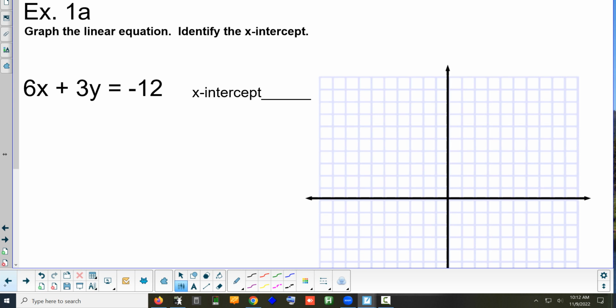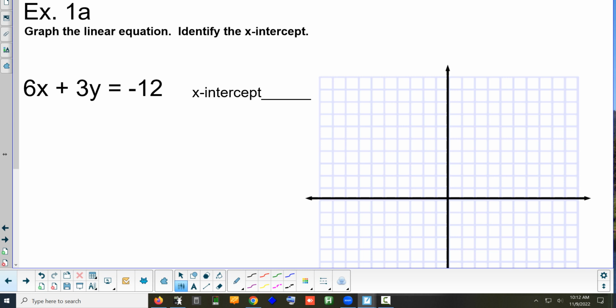All right, it says graph the linear equation, and then it says to identify the x-intercept. Okay, for some reason they want the x-intercept, they don't want the y-intercept, so be careful with that. It's probably going to be easier to get this after we draw the picture.